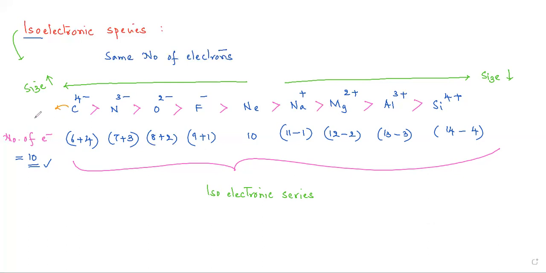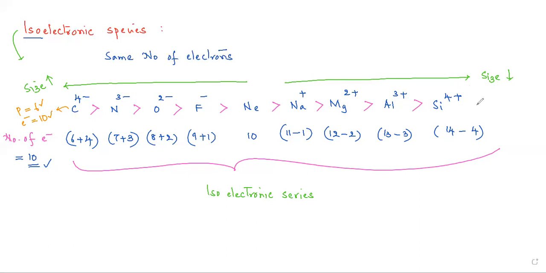Coming to this C-4, I mean carbide ion. The total number of electrons is 10, right? You got 10 electrons, but only 6 protons. Let me give that information clearly. Number of protons is 6, but the number of electrons is 10. Your nucleus has only 6 protons, and those 6 protons are pulling the 10 electrons. I mean, the positive charge of the protons felt by each electron is not even 1. It is only 0.6, right? Every electron is feeling a positive charge of only 0.6.